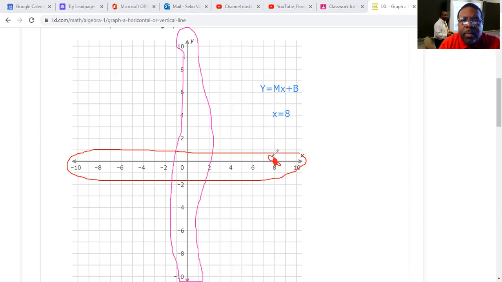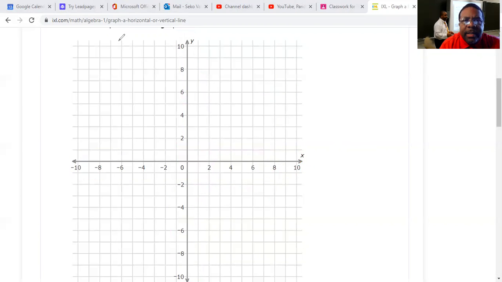And then we're simply going to have a line that goes up and down. See, if it's x equals 8, if all you see is the x, then you're going to go to that point on the x line, and you're going to draw a line that goes straight up and down. And I know my line is not really straight, but you get what I mean. That's all we need to do. If all they give us is the x, we go to the x line and we draw a line straight up and down.